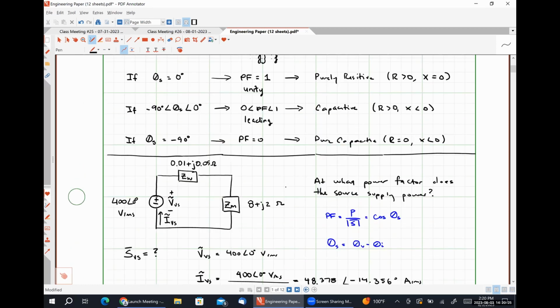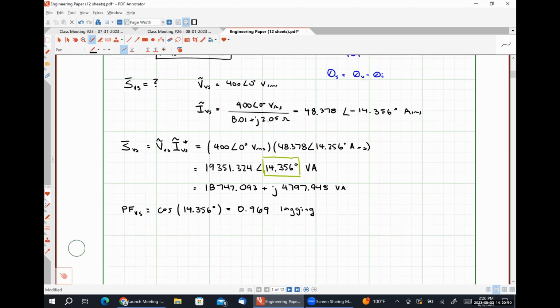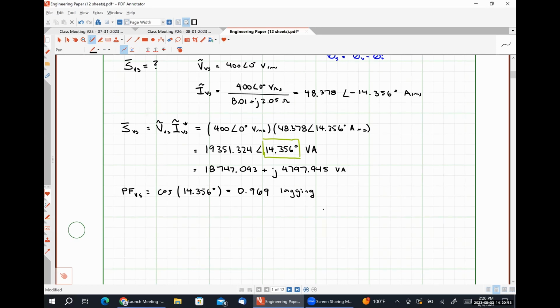Let's scroll up here. Lagging power factors occur when our power factor angle is between 0 and positive 90 degrees. So effectively, if our angle is positive, we have a lagging power factor. If our angle is negative, we have a leading power factor. It is literally that simple. Okay. So leading power factor means negative angle, lagging power factor means positive angle.